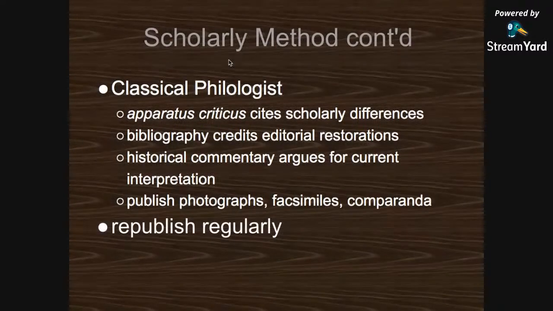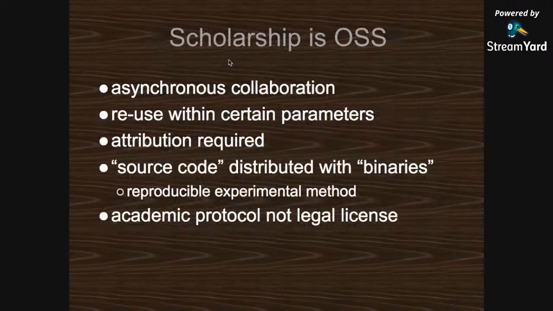In classical philology, the same model. We have apparatus criticus, which cites scholarly differences with early publications. We have bibliography, crediting people for editorial restorations that we're adopting. We have historical commentary, which argues for our interpretation, and we publish photographs, facsimiles, comparanda. We tell people where they can go to museums and libraries to find the originals, and things get republished regularly. Regularly may mean every 50 years, or it may mean much more frequently than that, depending on the material.